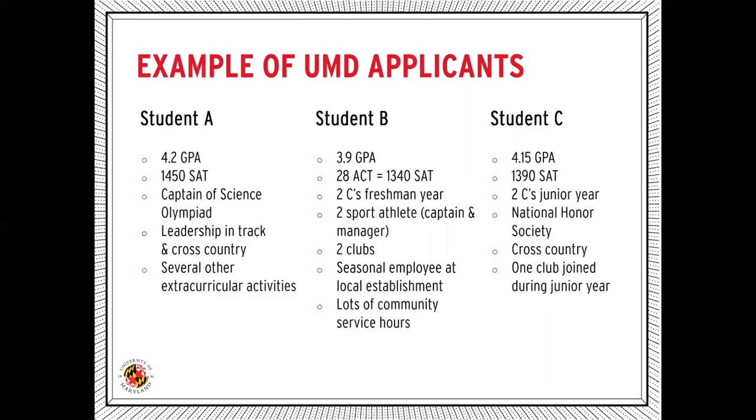4.2 GPA, 1450 SAT. They're the captain of the Science Olympiad team. They have leadership in track and cross country and several other extracurricular activities. Student B has a 3.9 GPA, a 28 ACT, which converts to a 1340 SAT.